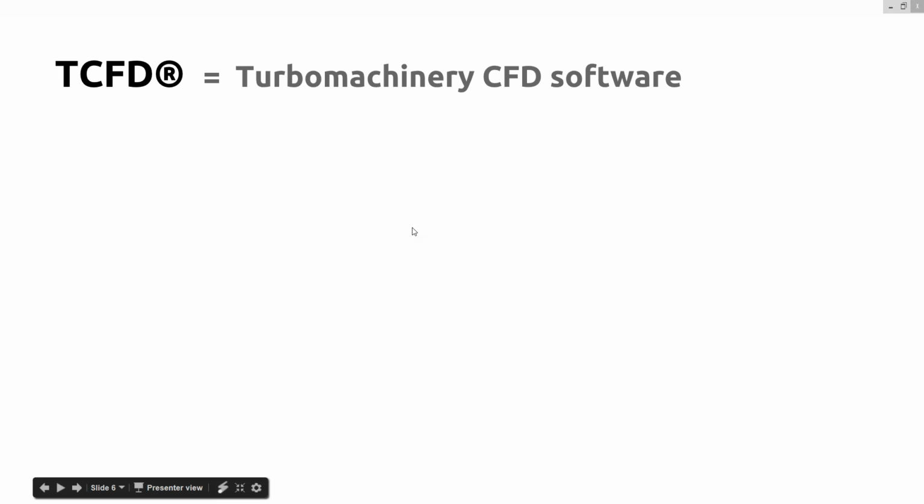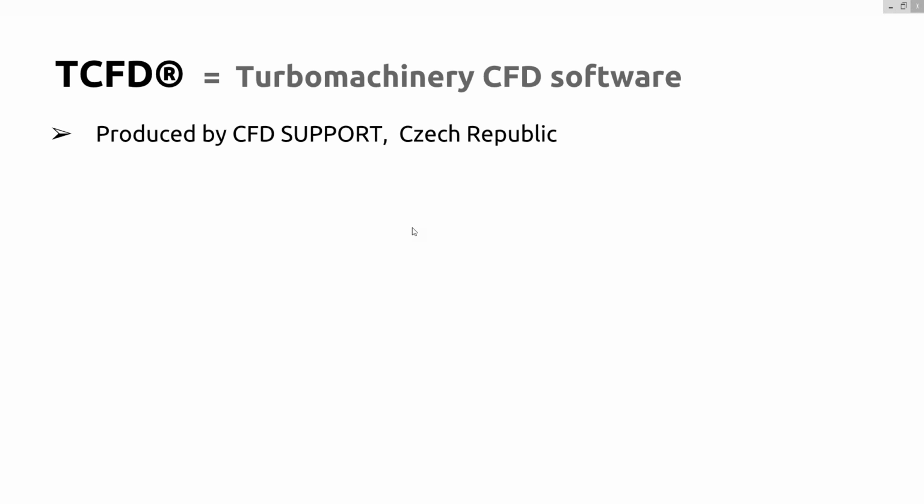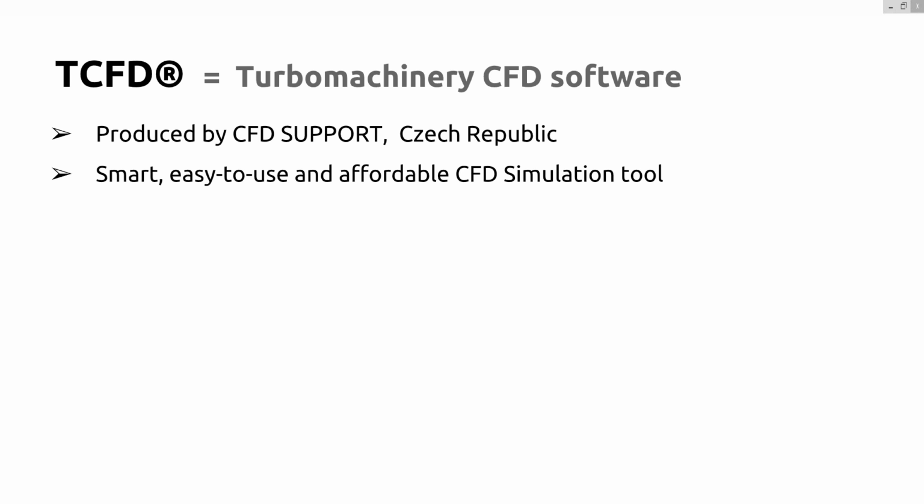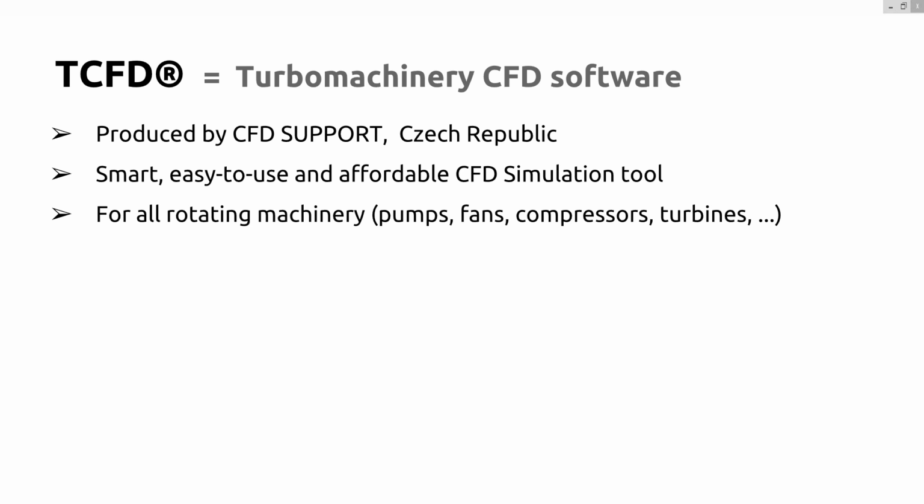So I will give a brief description of what turbo machinery CFD is. Turbo Machinery CFD is a unique software developed by the Czech company CFD Support. It is smart, easy to use, and affordable CFD software. Turbo Machinery CFD was designed for CFD simulations of all rotating machinery, such as fans, pumps, compressors, turbines, turbochargers, hydro turbines, etc. Almost all of them, or at least all the standard machines. Both radial and axial machines, both compressible and incompressible fluid flows.